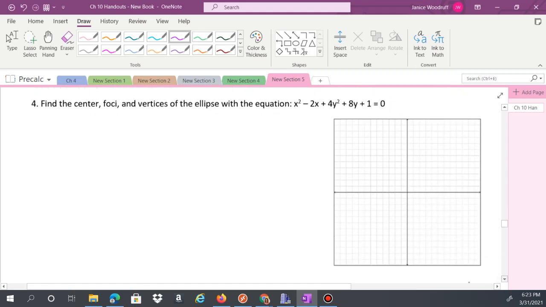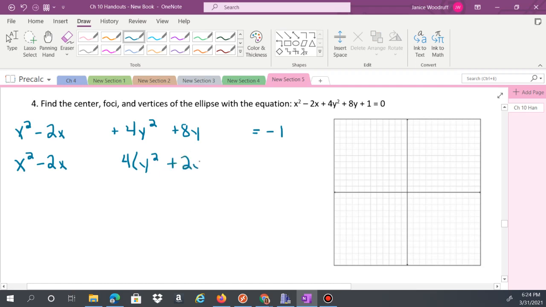All right, so we've got to convert this to our correct form here. So let's go ahead and start doing that. We've got x squared minus 2x. We've got a plus 4y squared plus 8y. I'm going to take that plus 1 and move it over as negative 1. There's nothing in front of the x squared, so I can leave it like that. So I'm just going to bring it down one level. But here I can take a GCF of 4 out. So I'm going to go 4, and that's going to be y squared plus 2y.